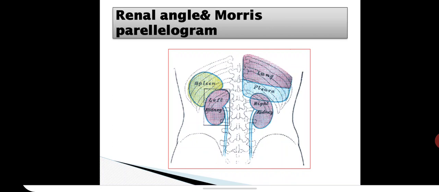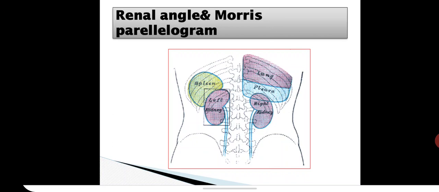So that's the way you have to dissect from the posterior approach, or you have to operate from the posterior approach over the quadratus lumborum muscle. Then you will reach the lower pole of the kidneys. So you have to know the renal angle also for the posterior approach. The renal angle is the angle between the 12th rib and the lateral border of the erector spinae muscle.